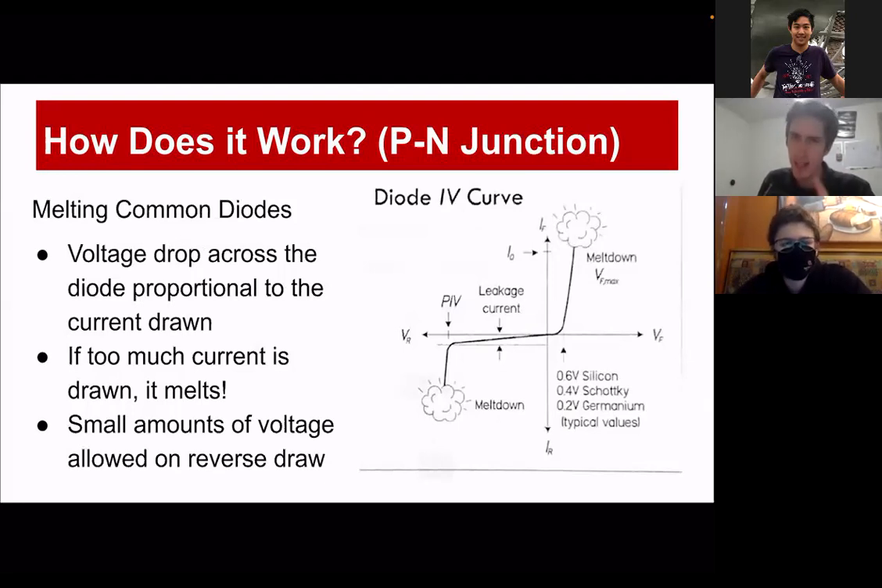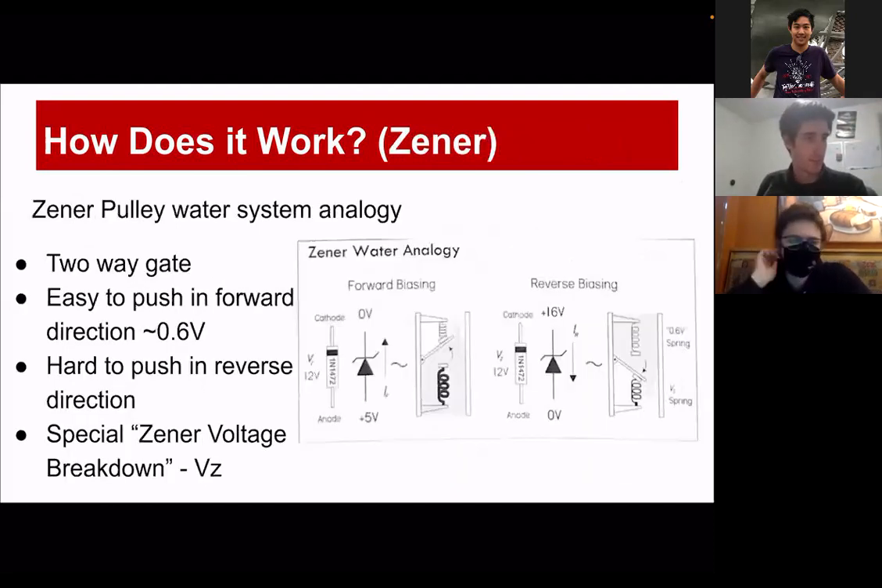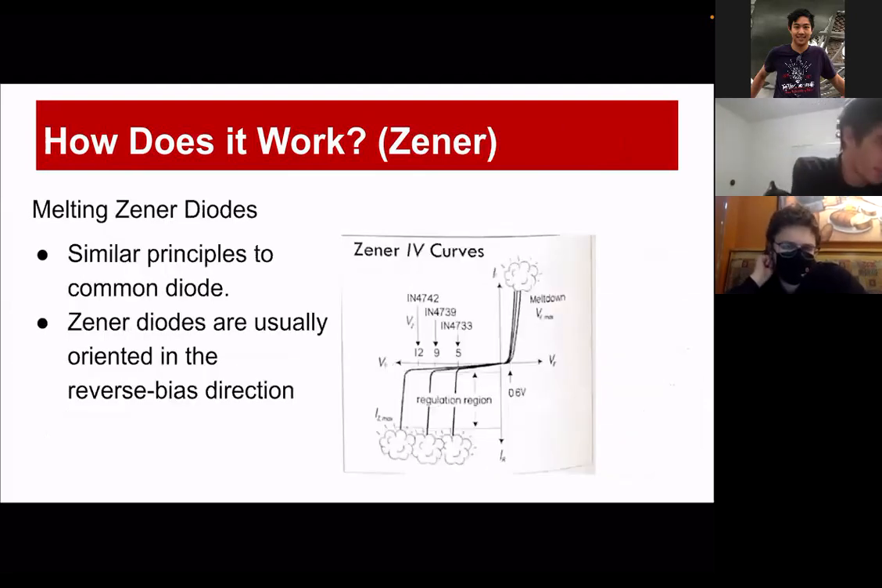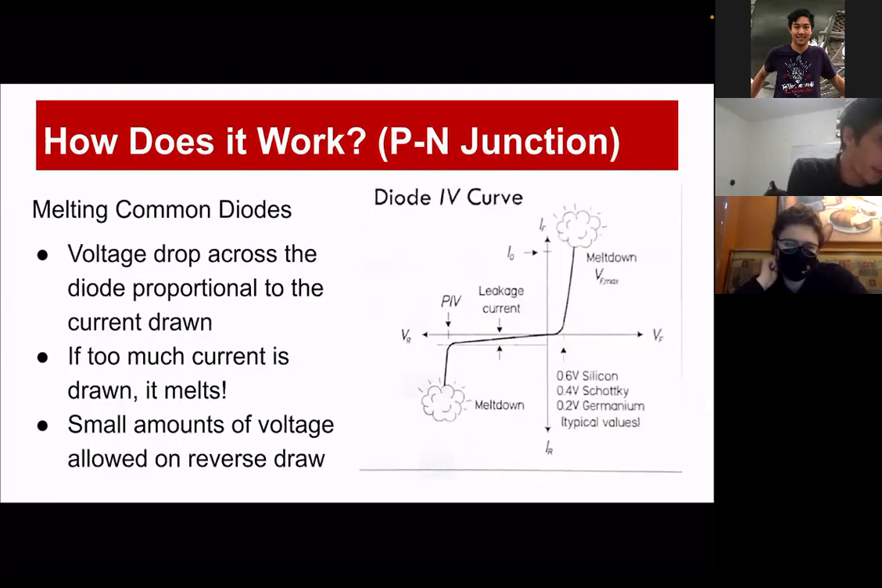And you can see there's a left-hand side too. So it's not a perfect kind of gate. A little bit of voltage is allowed to get back through. That's called leakage current. And if you have too much of the reverse, you also melt down. So that was our common PN junction diode, or common diode.